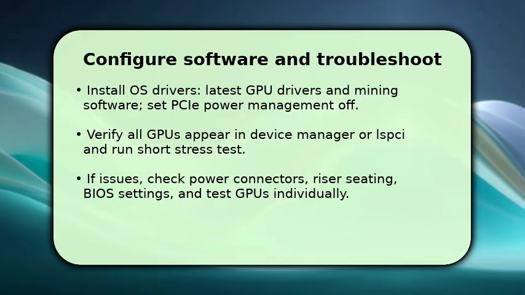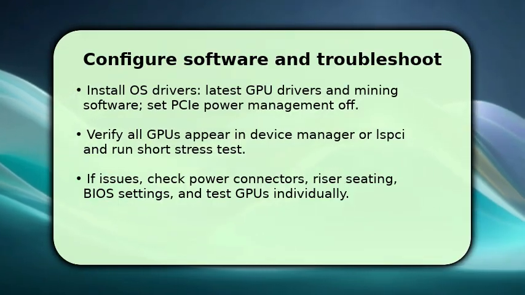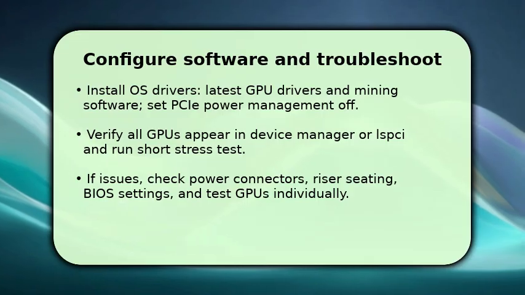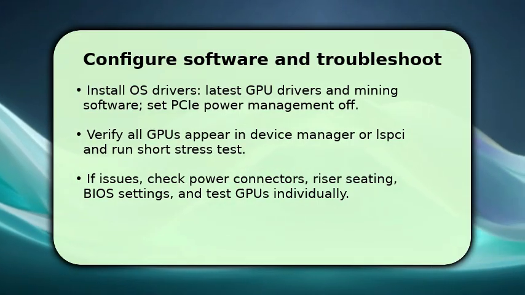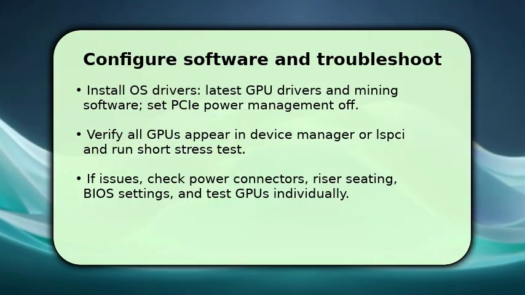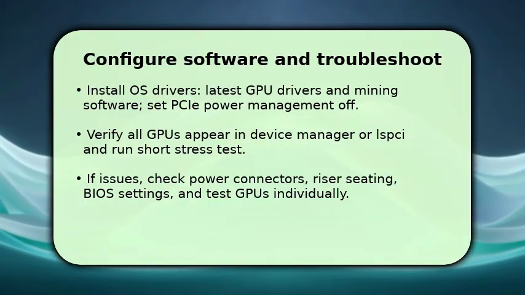correct hash rates. If a card is missing or unstable, power down and inspect power connectors and riser seating, revert BIOS tweaks one at a time, and test suspect GPUs in a known good slot. This isolates the fault quickly.